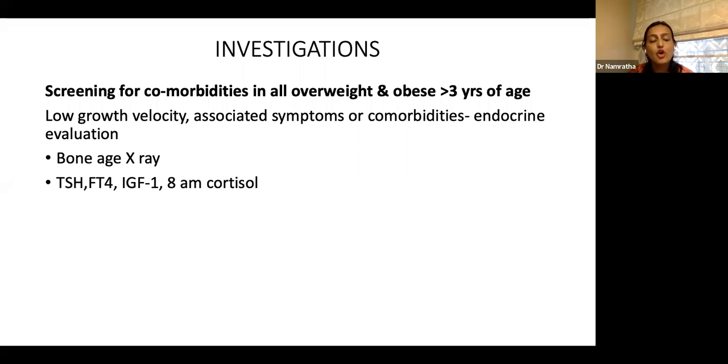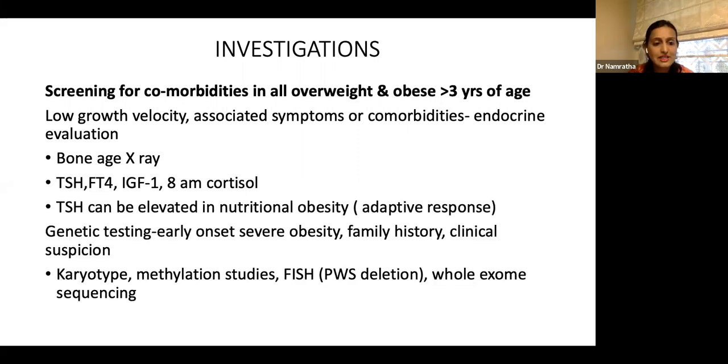Another common entity that we often see in our OPD is an elevated TSH in a child with obesity. Even nutritional or exogenous causes of obesity are associated with mild hyperthyrotropinemia, or mildly elevated TSH levels. This seems to be an adaptive response to the increased calorie intake and the subsequent metabolic pathways that get activated because of that. So in these children, the elevated TSH is more a result of the obesity and not the cause of the obesity.